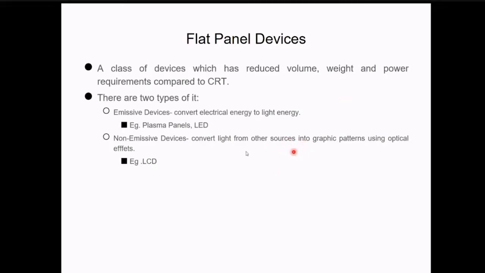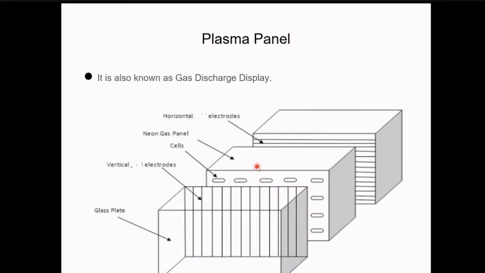Okay, so we'll see what the basic fundamental of doing this is, to create the optical effect, to create an illusion. So we have plasma panels, LED, LCD. The basic fundamental of doing this is to reduce the size of the monitor or the display devices. Its other name is gas discharge display.